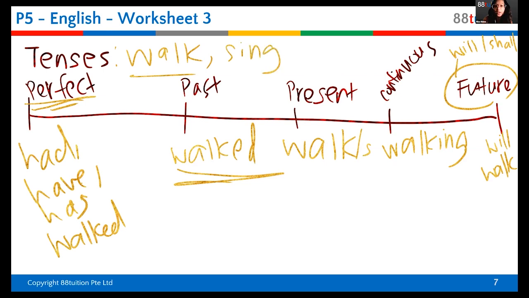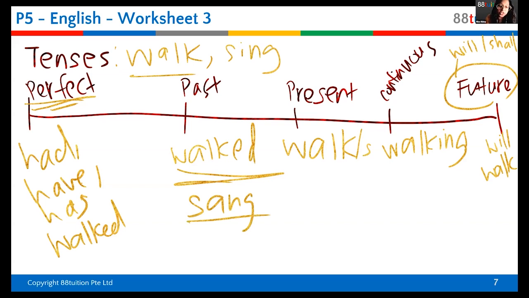Sing past tense is what? Anyone? What's the past tense of sing? Means you already sing finish. Yes, Yun Xuan? Yes, sang. Sang, very good. What is the perfect tense of sang?